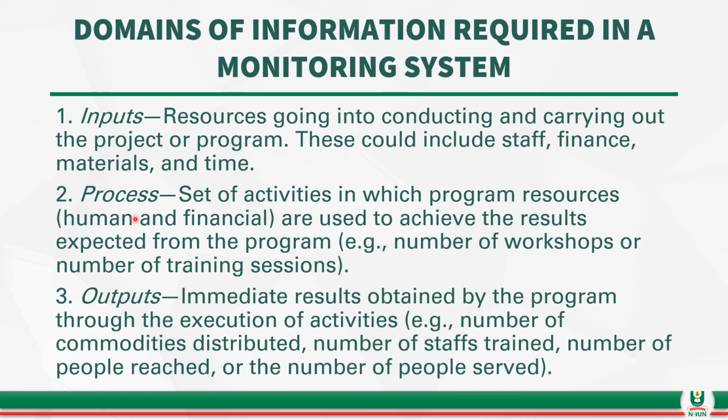Then you talk about the process. That is the set of activities in which program resources like human or financial resources are used to achieve the result expected from the program, e.g. number of workshops or number of training sessions. And lastly, output, the immediate result obtained by the program through the execution of activities, e.g. number of commodities distributed, number of staff trained, number of people reached, or number of people served.